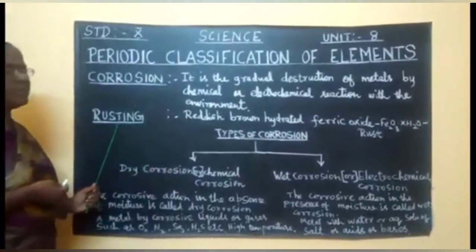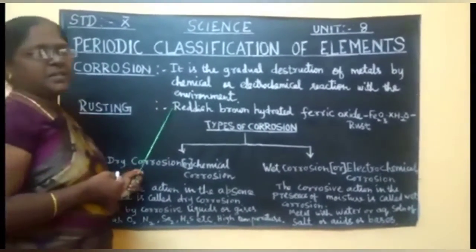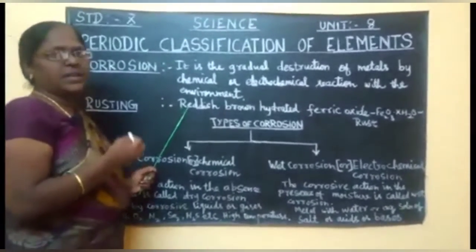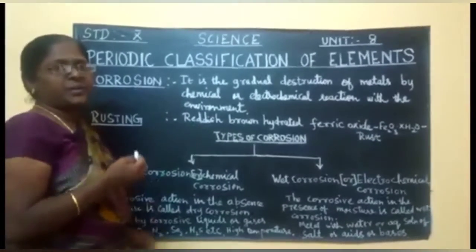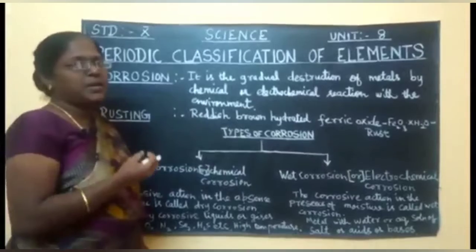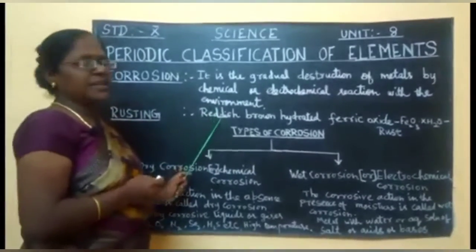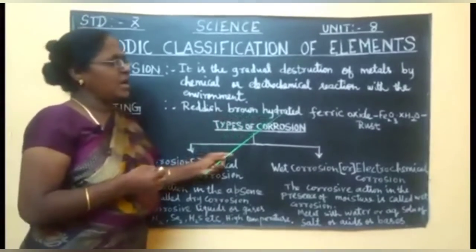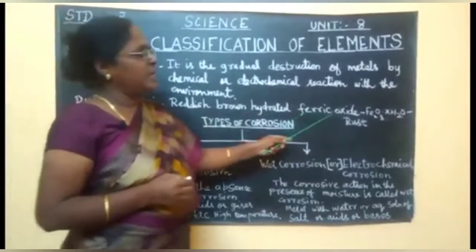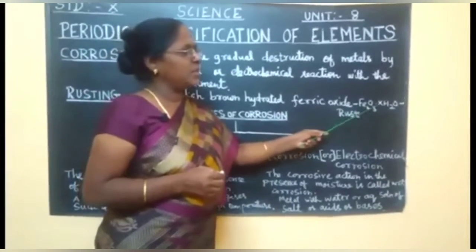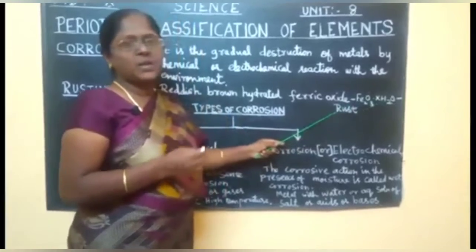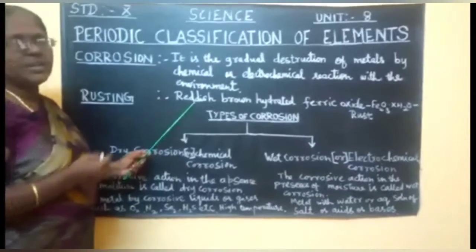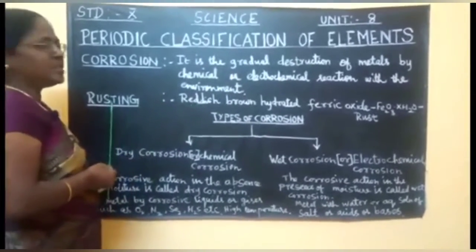Next one we will see about rusting. You have already seen this in the chemical properties of iron. Here iron reacts with moisture. Moisture means oxygen and water are present. Iron reacting with moisture produces a layer of reddish brown hydrated ferric oxide. The formula is Fe2O3.xH2O. It is called rust. The phenomenon of formation of rust is known as rusting.